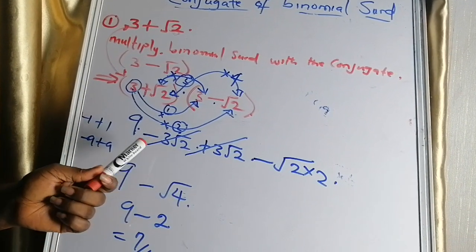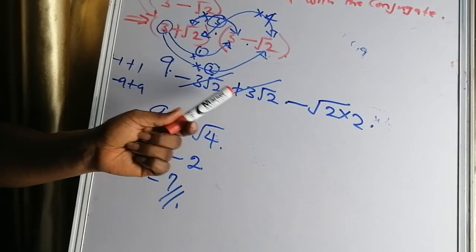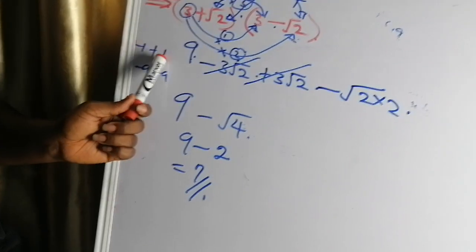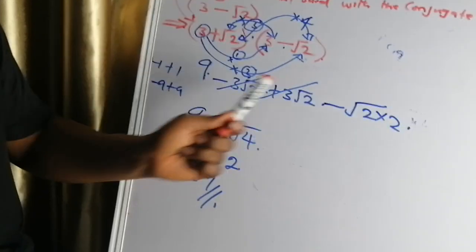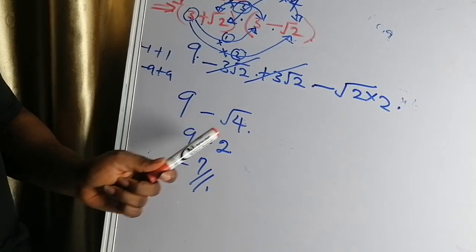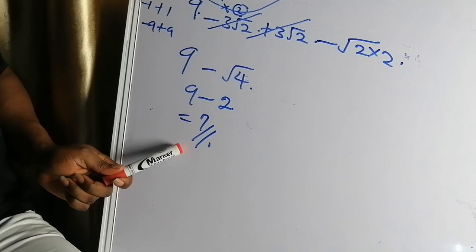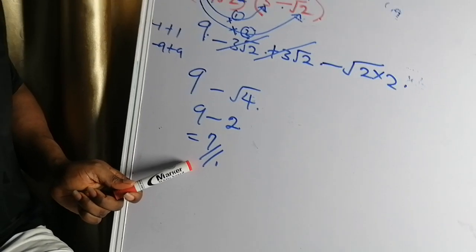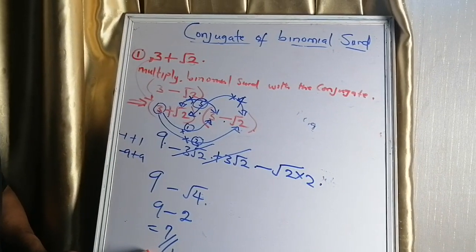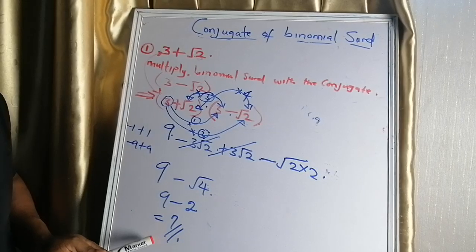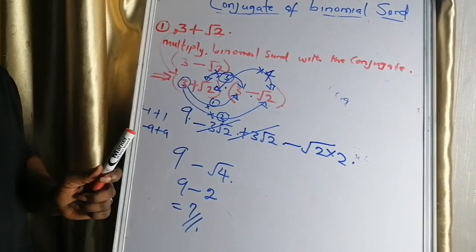So now it means, and I've told you, minus and plus the same value. 3 root 2, 3 root 2 is the same, which is 1. It can represent 1, it can represent a. Okay, so they can cancel each other. That will be 9 minus root 4. So root 4 is what? 2. So 9 minus 2 will give us what? 7. So it's as simple as that. Okay, so it's very, very important you understand what we mean by conjugates.